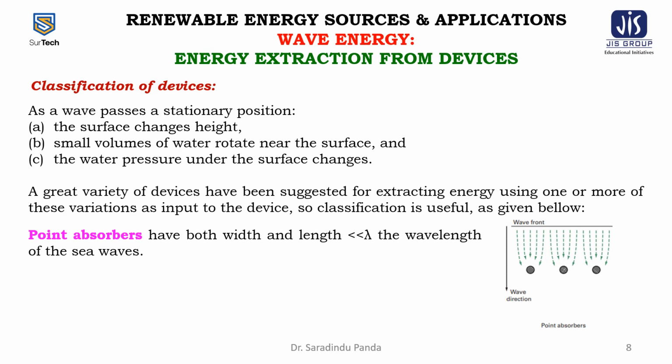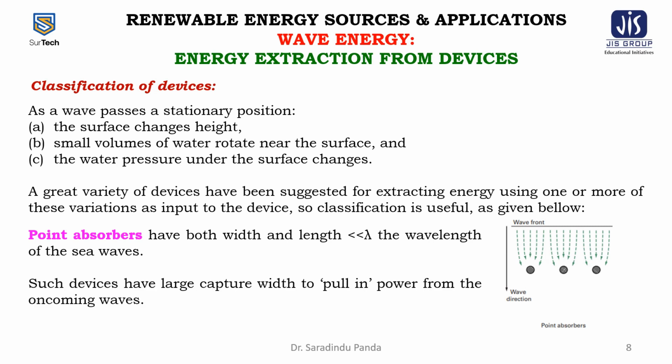The first type of device is the point absorbers. The point absorbers, as shown in the figure, have both the width and length less than lambda, the wavelength of the sea waves. Such devices have a large capture width to pull in power from the oncoming waves. This is the wave direction, this is the wave front, and this is the point absorber.